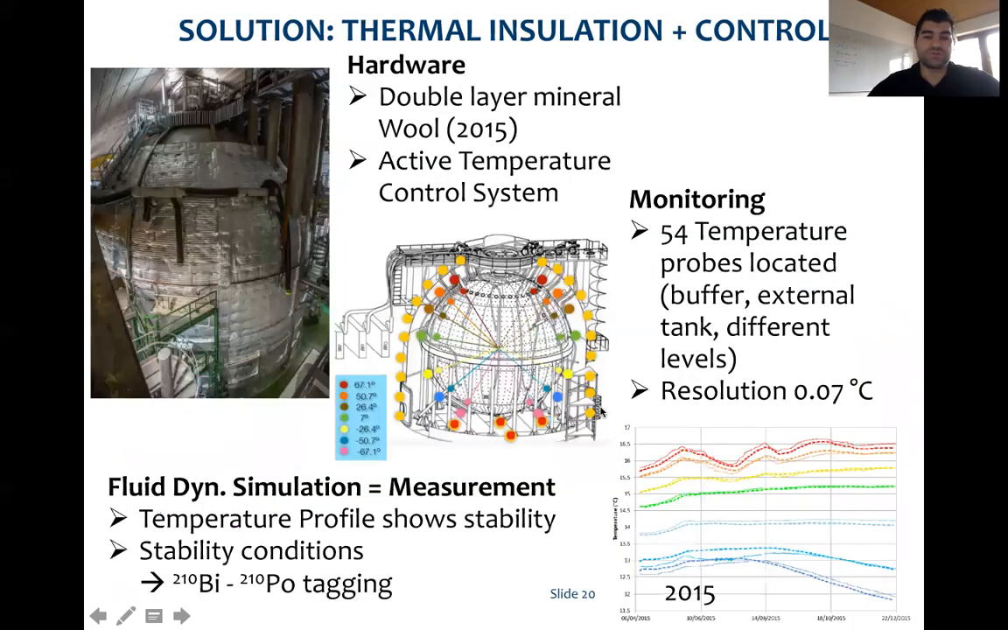The solution to this problem is thermal insulation and the installation of an active temperature control system. So you can see here the Borexino detector with a double layer of mineral wool. Then here you have temperature probes which have been installed around the detector with a resolution of 0.07 degrees Celsius. On the bottom you have a fluid dynamics simulation which is equal to the measurement from 2015, and you can see the stability of the temperature here.